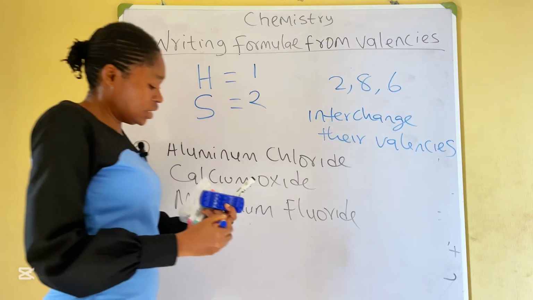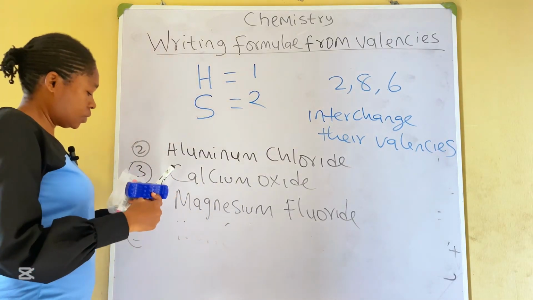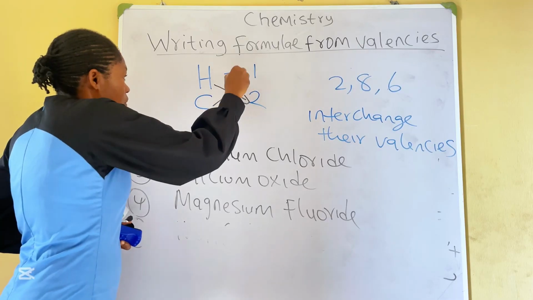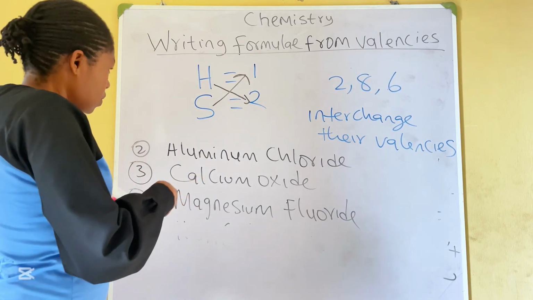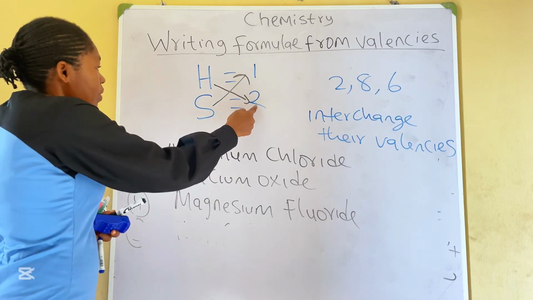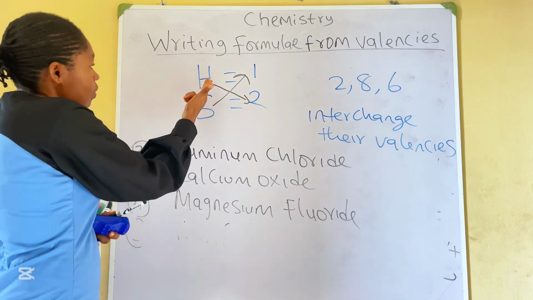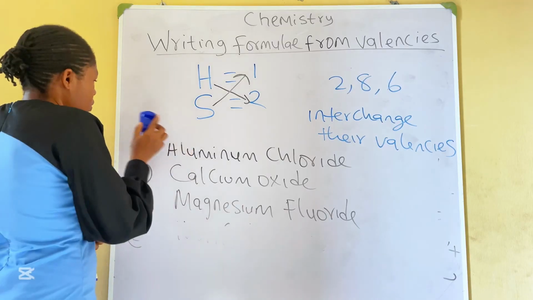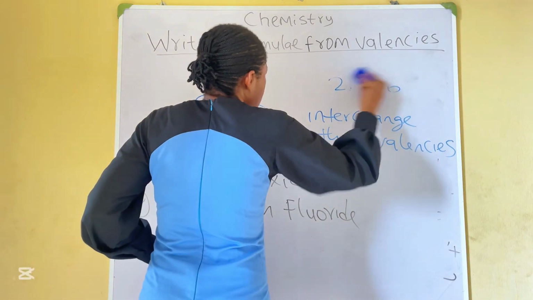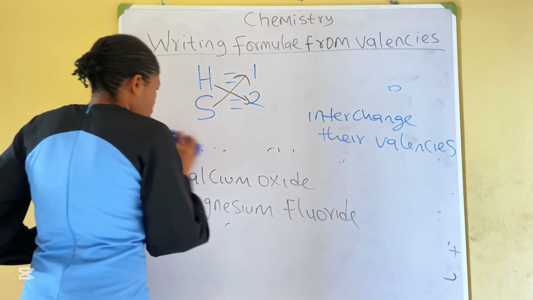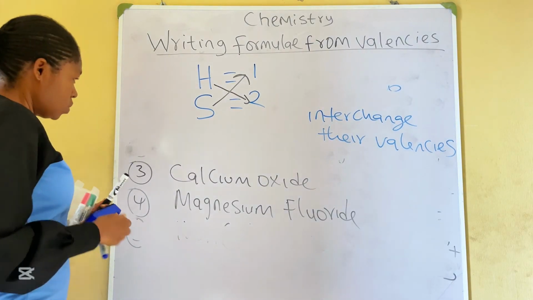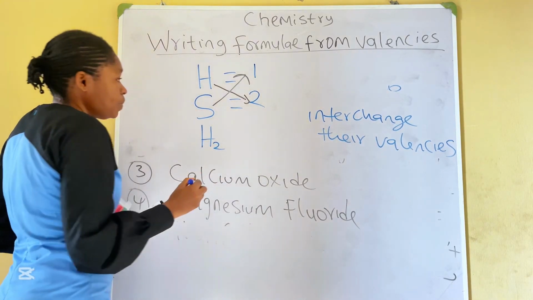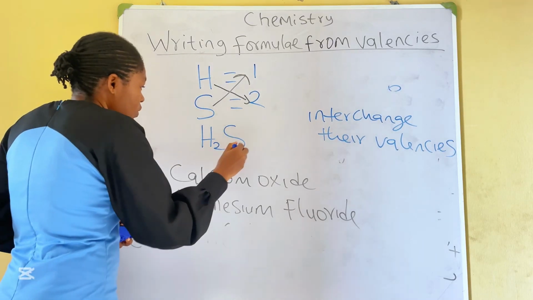So interchange the valencies, interchange it. So when you interchange, you have this. Then this number, you write it to the right of this hydrogen as what? Subscript. So we're having H subscript 2 and what?